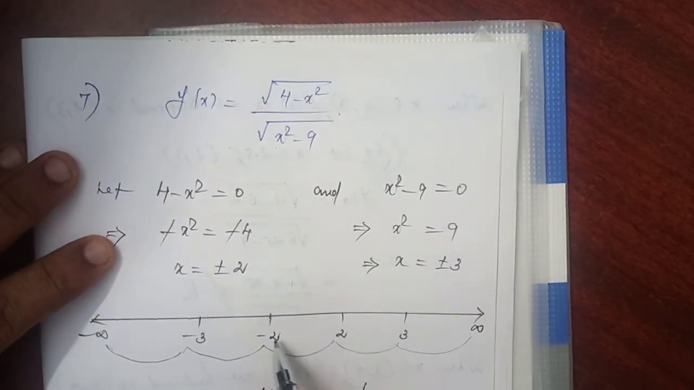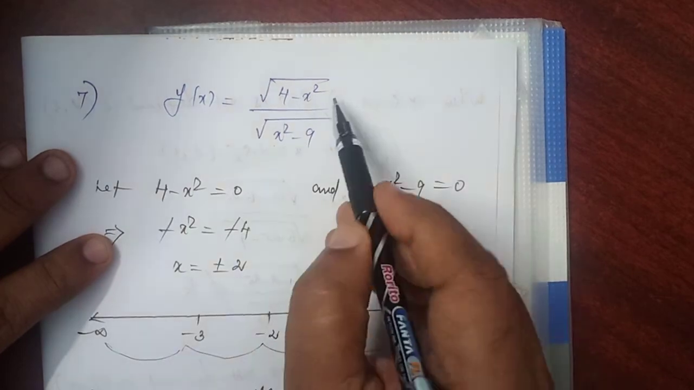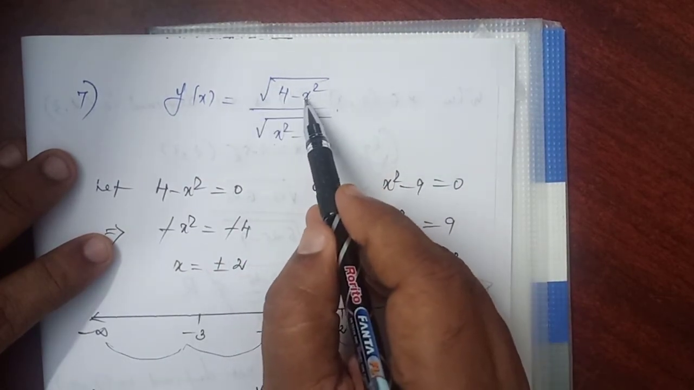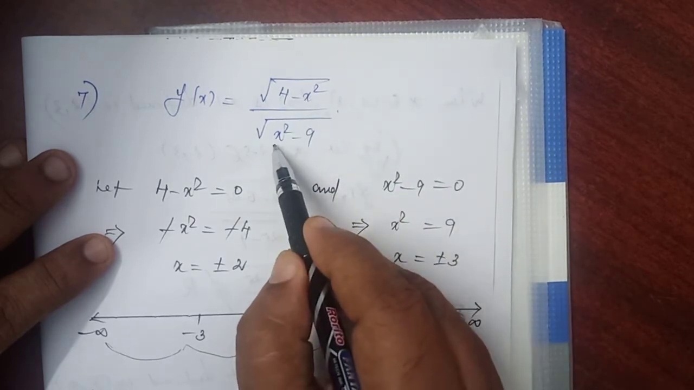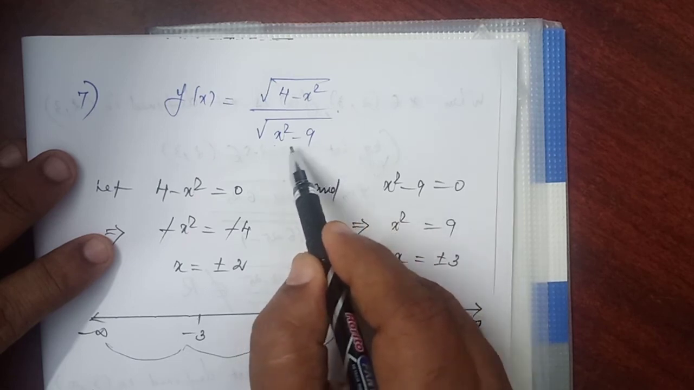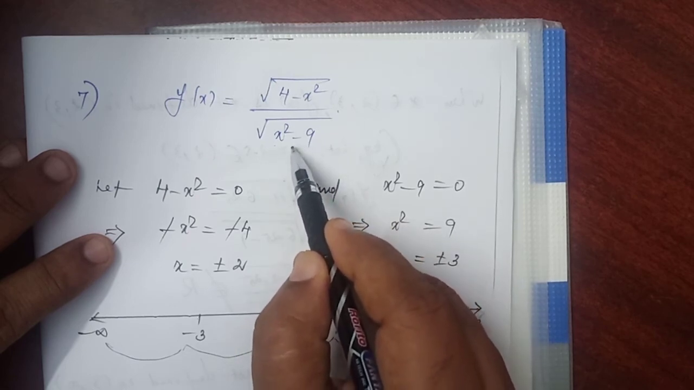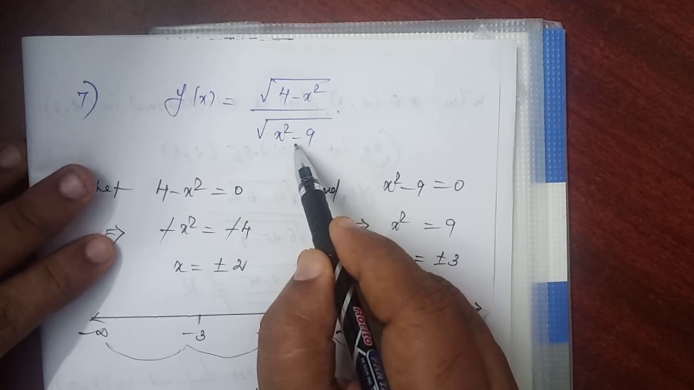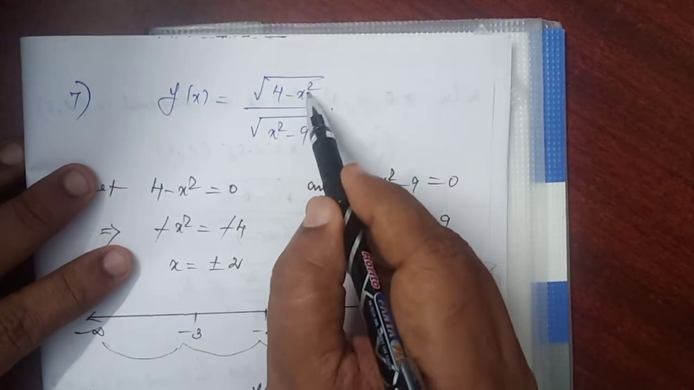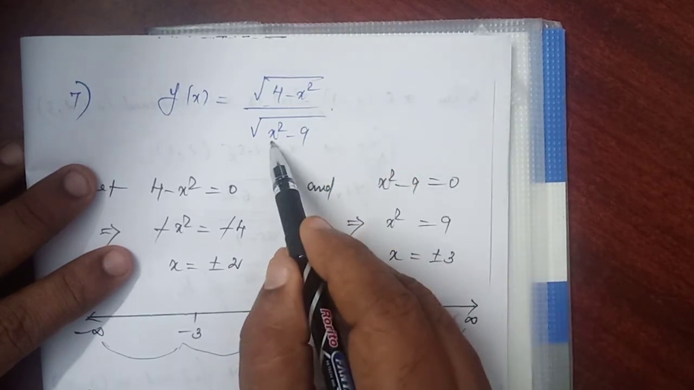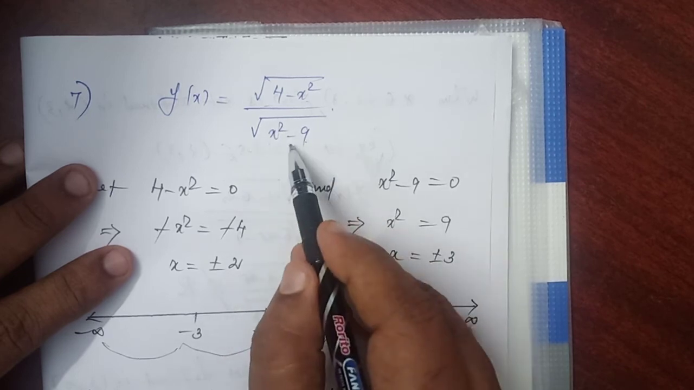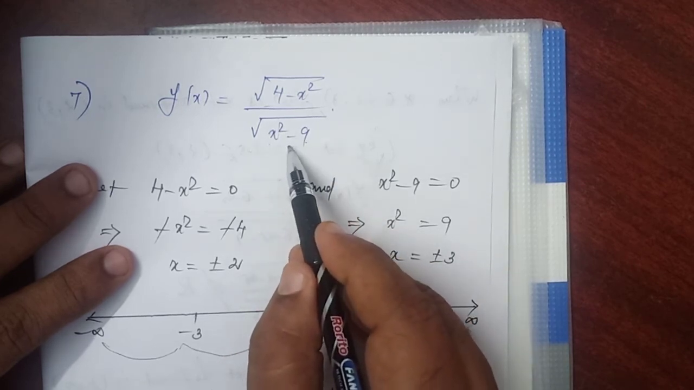Now I take minus 2. Minus 2 whole square equals 4. 4 minus 4 is 0, and square root of 0 is 0. But if you replace x by minus 2 over here in the denominator, minus 2 whole square is 4, 4 minus 9, you are getting minus 5. Once again, a negative number inside the square root, so it doesn't belong to the real numbers. Now I take 2, same. 4 minus 2 square is 4, 4 minus 4 equals 0. If you replace x by 2, 2 square is 4, 4 minus 9 is minus 5. Once again, you are getting root of minus 5, a negative number inside the square root.